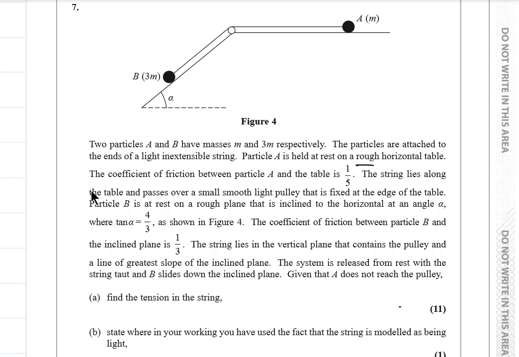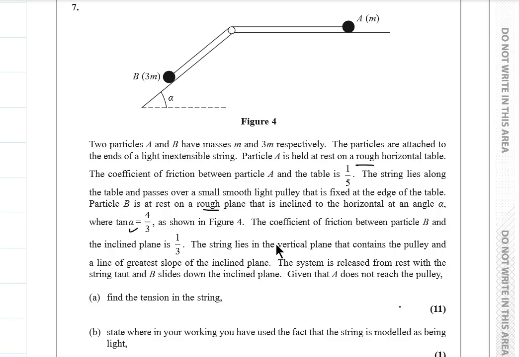The string lies along the table and passes over a small smooth light pulley that is fixed at the edge of the table. Particle B is at rest on a rough plane that is inclined to the horizontal at an angle alpha, where tan alpha is 4/3, as shown in the figure. The coefficient of friction between particle B and the inclined plane is 1/3, okay?